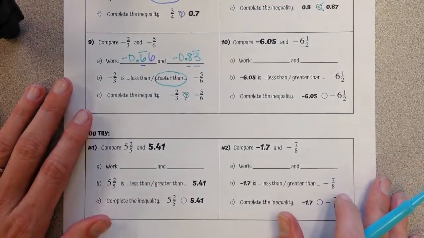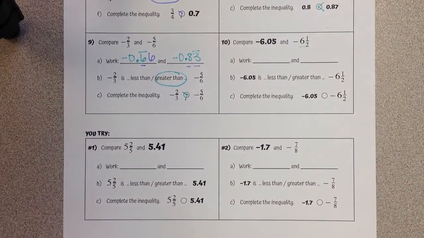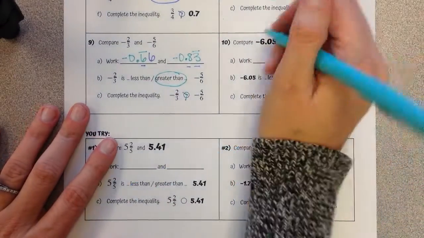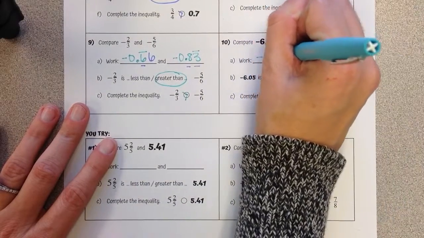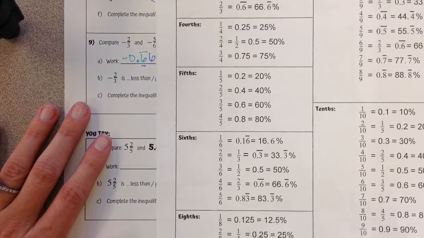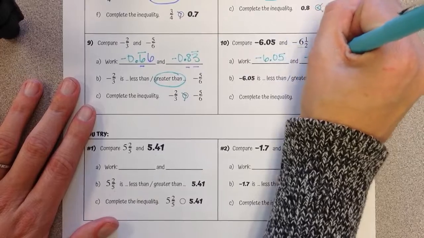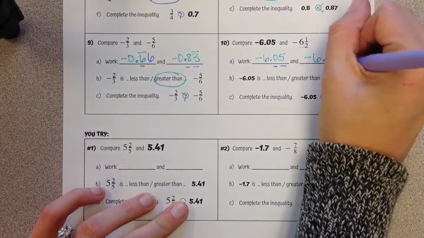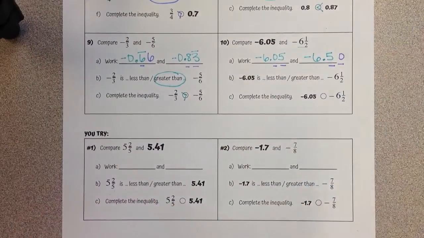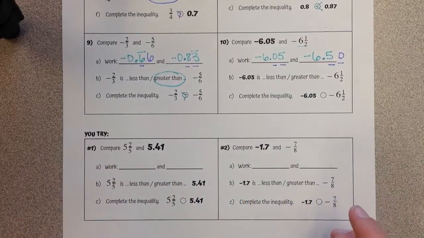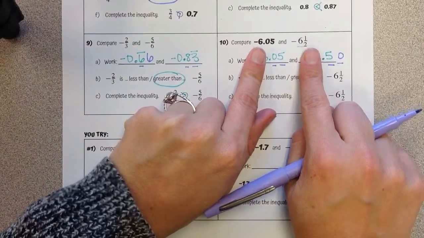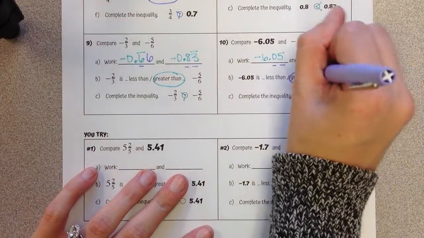Number 10, negative 6.05 and negative 6 1/2. They have the same sign, they have the same whole number. We need to convert to make them both decimals. This first one is already a decimal. This second one is not. So 1/2, using my conversion chart, is equal to 0.5. So we have negative 6.5. The number on the left has 2 decimal values. The number on the right only has 1, so I need to add a 0. Remember, we're looking at negatives, so it works the reverse way. Normally, 5 would be less than 50, but since it's negative, it's the reverse. It's going to be greater than.